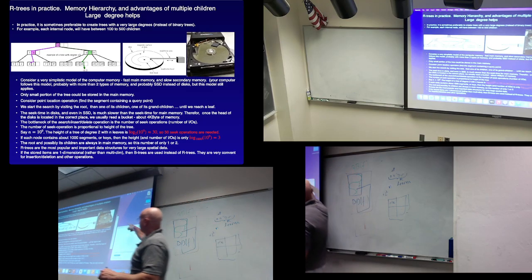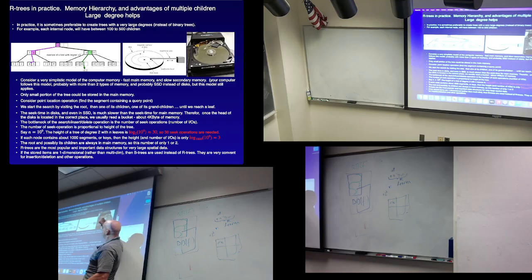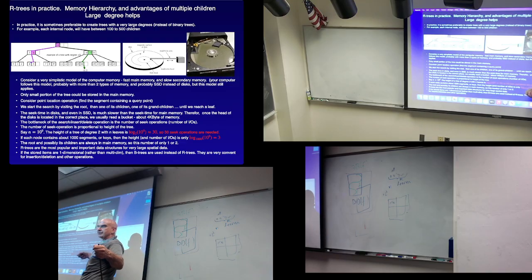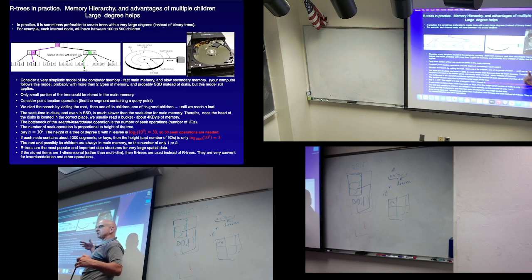When I'm moving the head of the disk to the right place, then I can read a big chunk of information. So a node might be large. In terms of CPU time, I'm making life slower. This is slower than an R tree with degree 2. But in terms of I/O, which is usually the bottleneck, it will make life much, much faster.